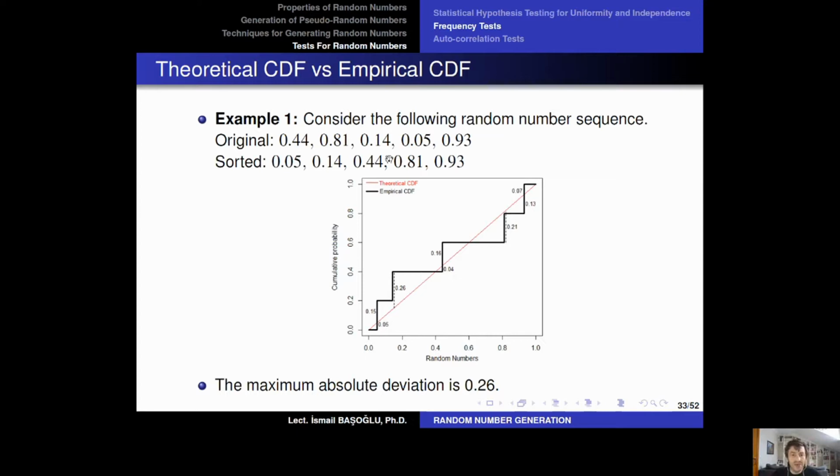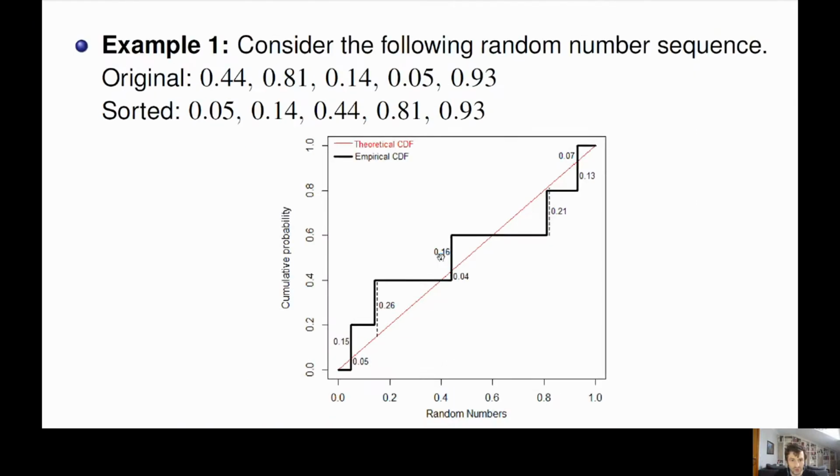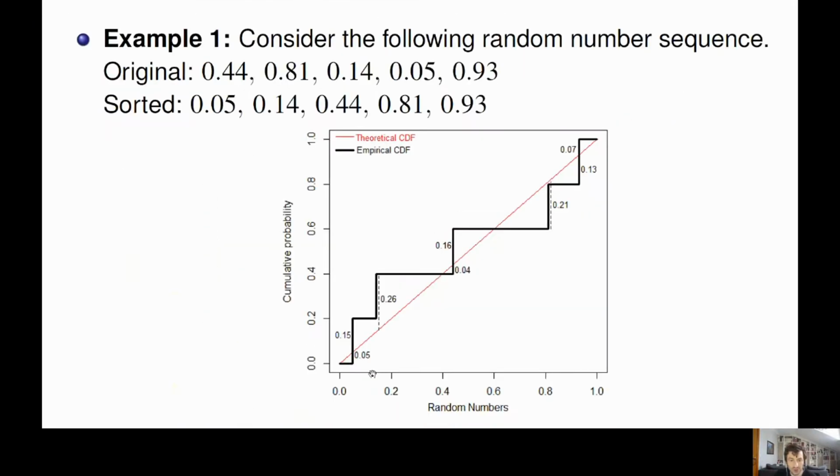Now, let's just say we have sorted these random numbers from smallest to largest, in non-decreasing order. And you see in this picture, for these sorted random numbers, the red line as the theoretical CDF from 0 to 1 on the x-axis and on the cumulative probability axis again 0 to 1. We have an identity function that is the theoretical CDF.